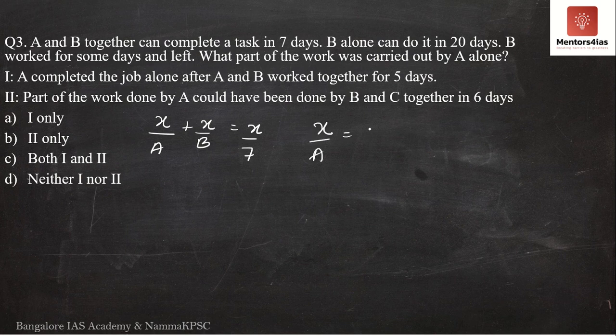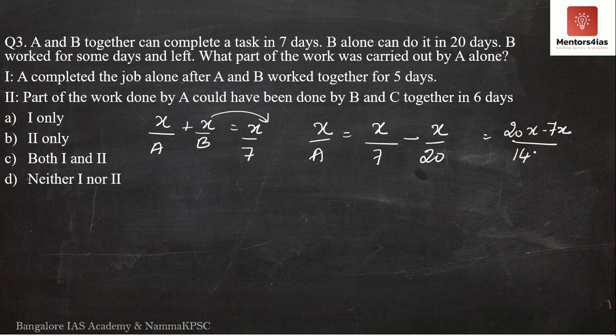It is nothing but x by A is equal to x by 7 minus, I am taking this to the other side over here, where B's value is 20. So it is nothing but x by 20. So what do I have here? I have 20x minus 7x divided by 140. This is nothing but 13x by 140, or A takes 140 by 13 days to complete the entire work. So I have now determined the time taken by A to complete the entire work. But however, the information contained here is insufficient.